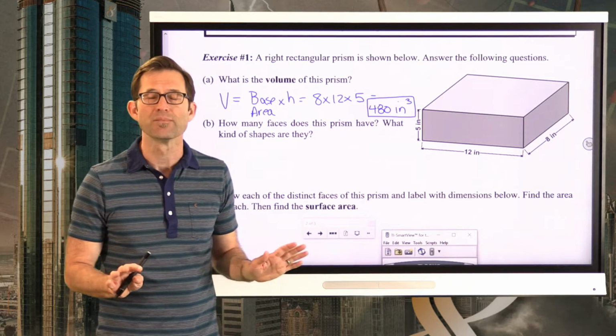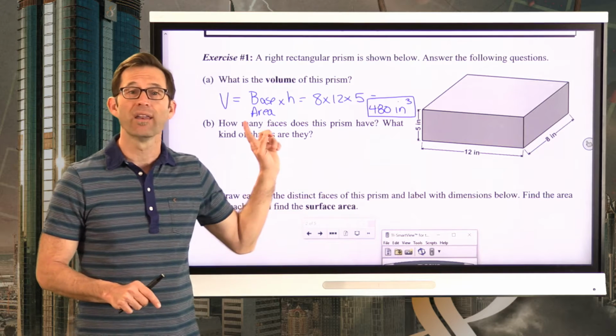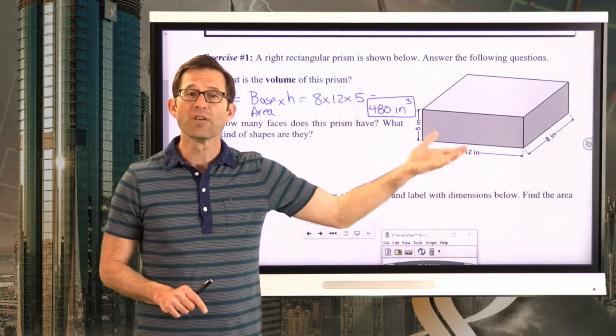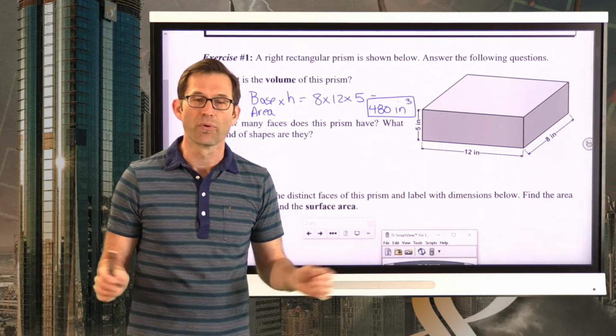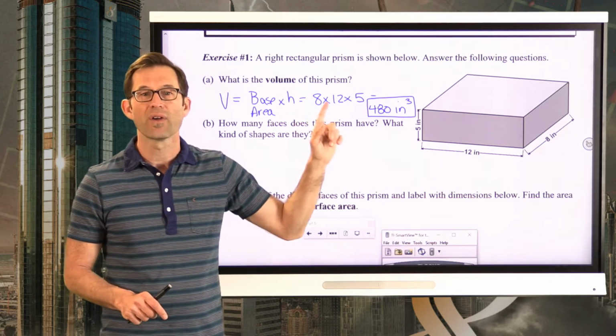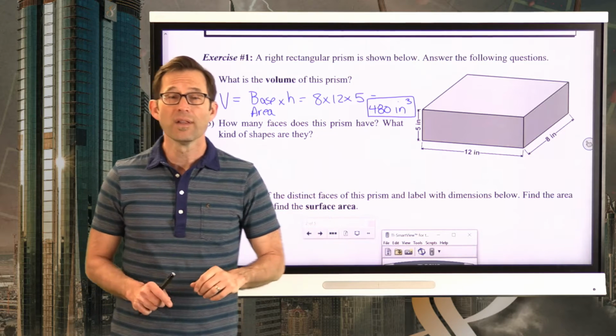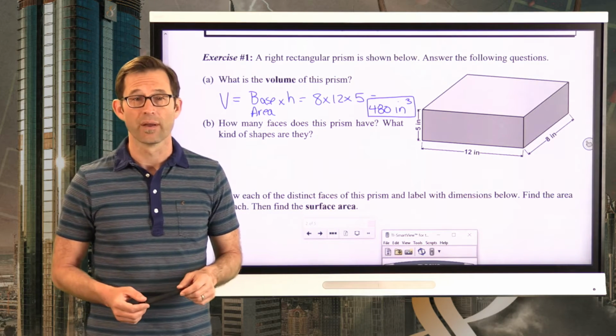But for all prisms, the volume can be found by finding the area of the base and multiplying it by the height. In terms of boxes, right rectangular prisms, that is simply length times width times height, which is a great formula to know. Now, let's start to investigate the surface area of this prism.